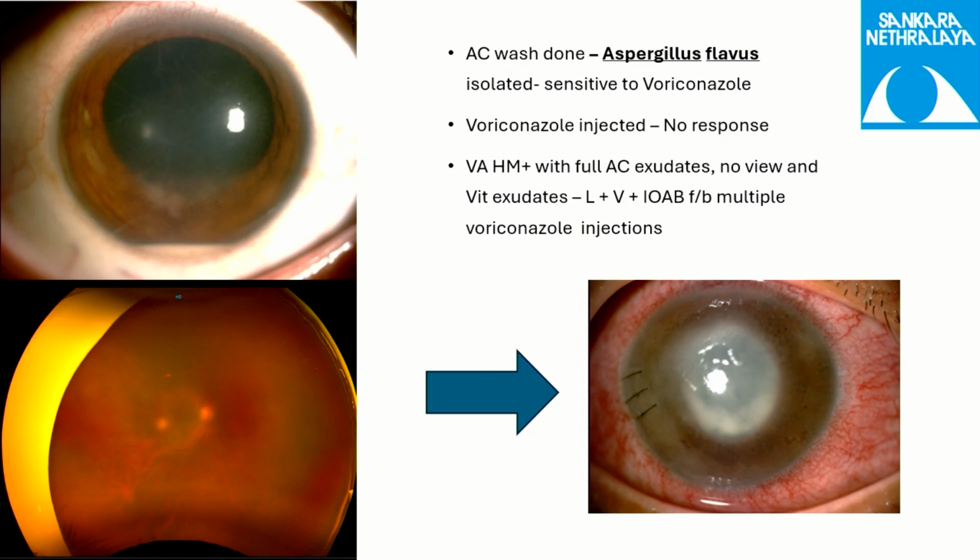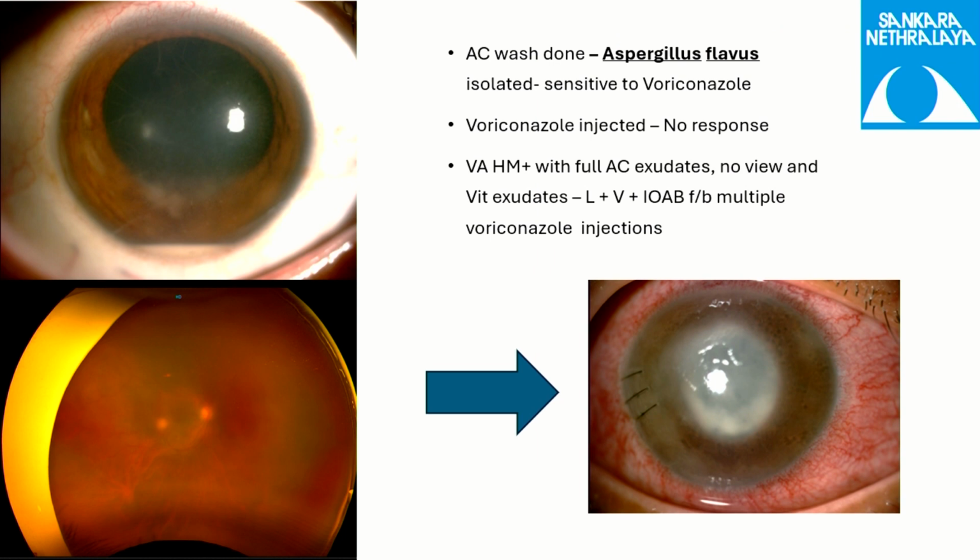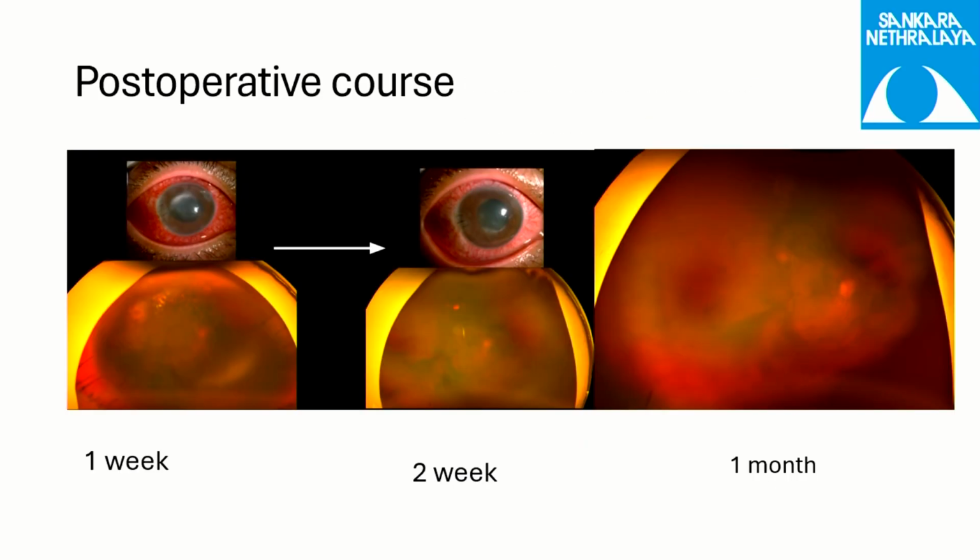So now it was a clear lens to begin with. Just this picture, it became like this. And thanks to Dr. GSR, I discussed with him and we proceeded with lens with IOAB. So he received 13 voriconazole injections total.